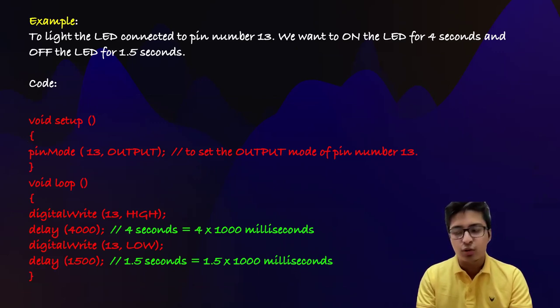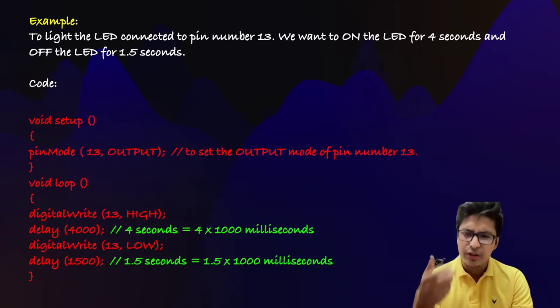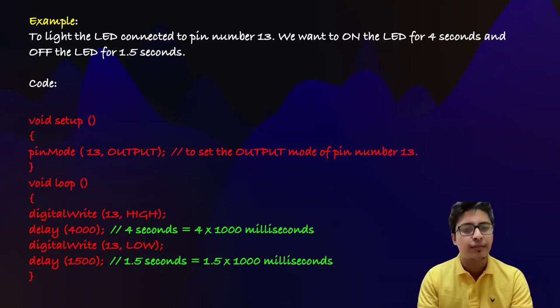Then inside the void loop, we have done digitalWrite 13 HIGH, then delay for 4000. In the comment you see 4000 for 4 seconds is equal to 4 into 1000 milliseconds. This I have put as a comment for you. It's not a part of the code. The compiler will ignore this. Then digitalWrite 13 LOW and delay 1500.